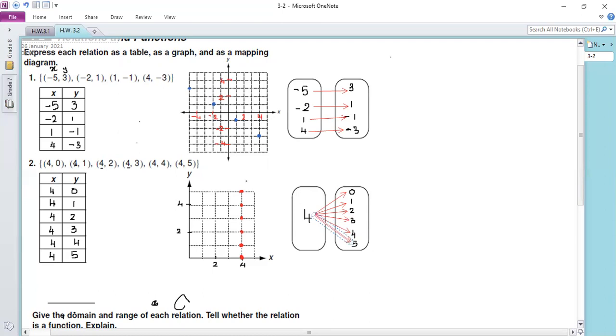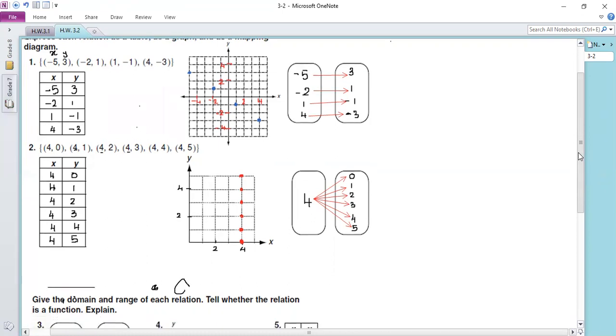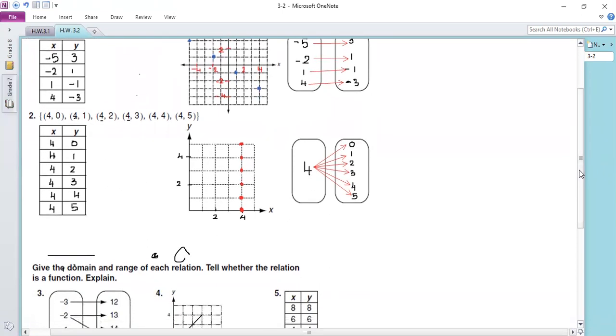So even if they have given you a mapping diagram, you could simply see the first ordered pair is going to be 4, 0, 4, 1. It's because the value of x is the same. So only keep in mind, do not repeat the number when you are drawing for the value of x. If a number is repeated, you don't need to keep writing the same number again and again.